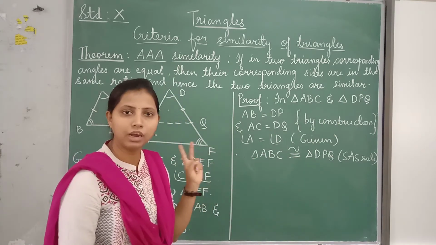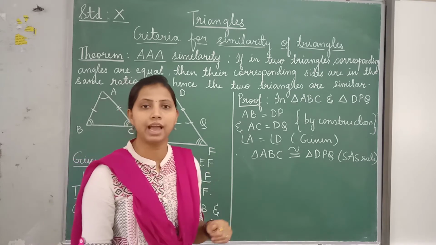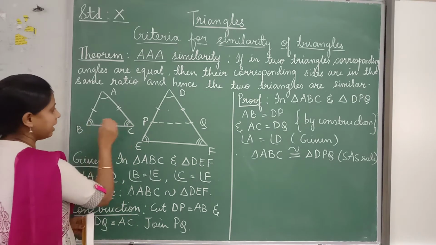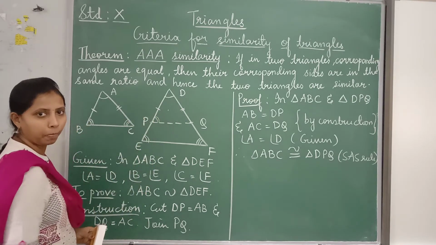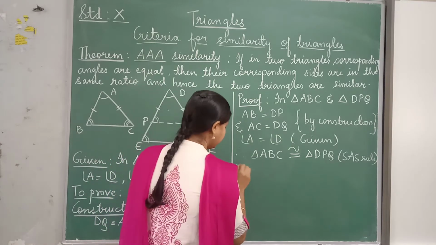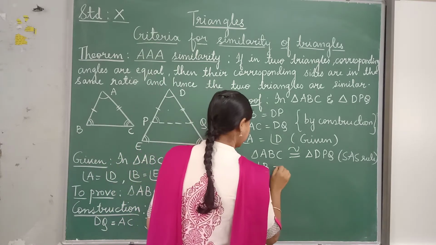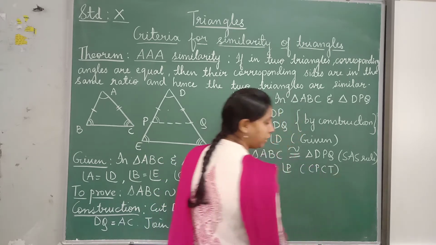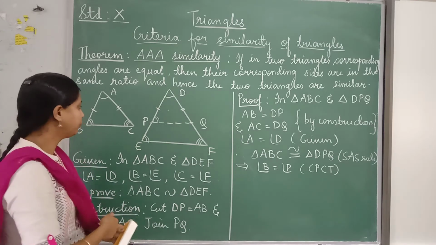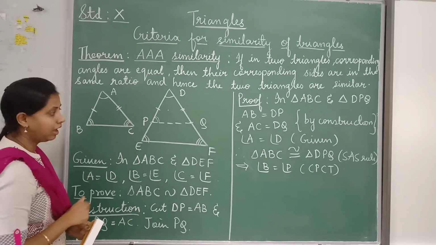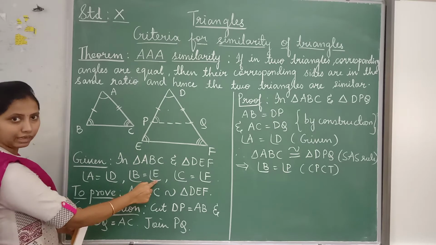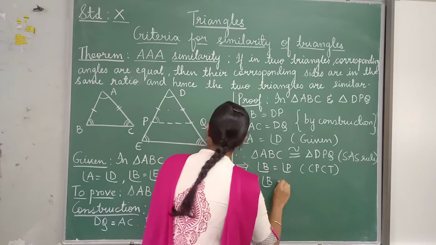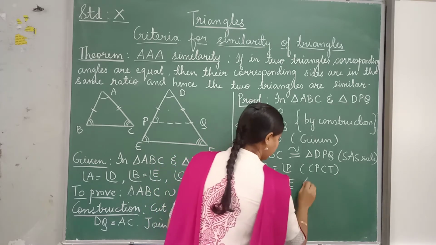Now when two triangles are congruent to each other, we know that their corresponding angles and sides are equal. So by that we will get angle B is equal to angle P. Yes, CPCT. This implies angle B is equal to angle P, and the reason is congruent parts of congruent triangles. Now, but we know that angle B is equal to angle E, given.